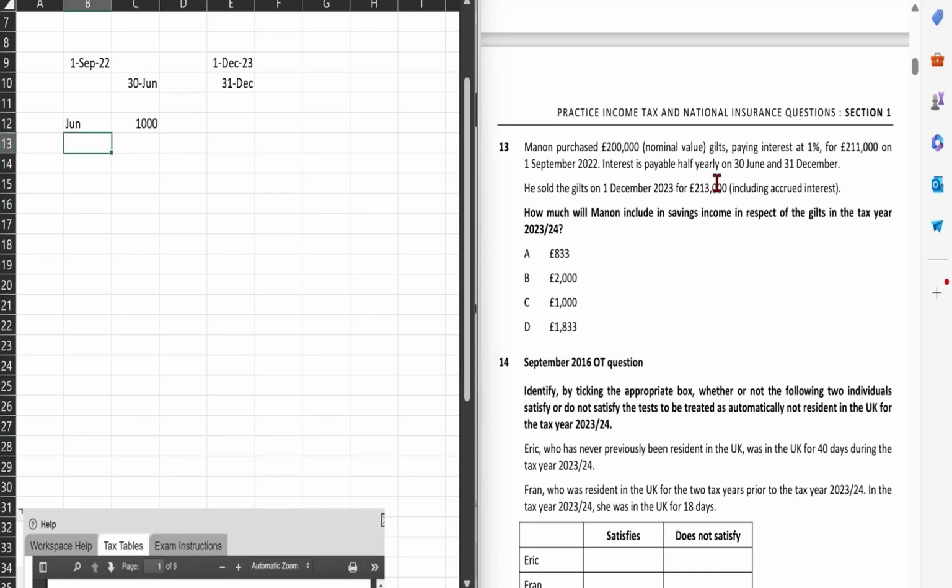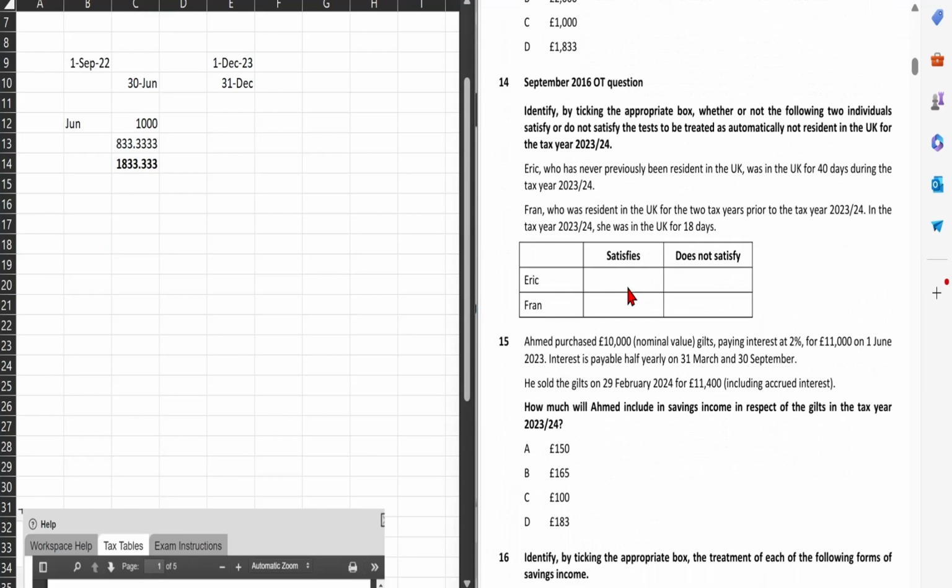So 1,000 has been received. As they sold this gilt on the 1st of December, and on 31st December the interest was about to be paid, but she sold before that, she will only be entitled to the 5-month interest, which will be into 5 divided by 6. We will add this, so 1,833 will arise. So basically we are calculating how much interest accrued during the Manon's holding period of the gilt.